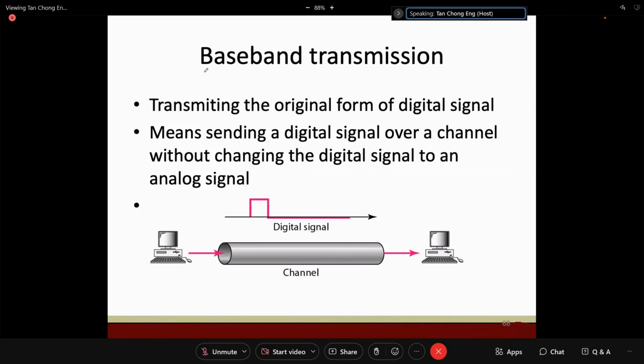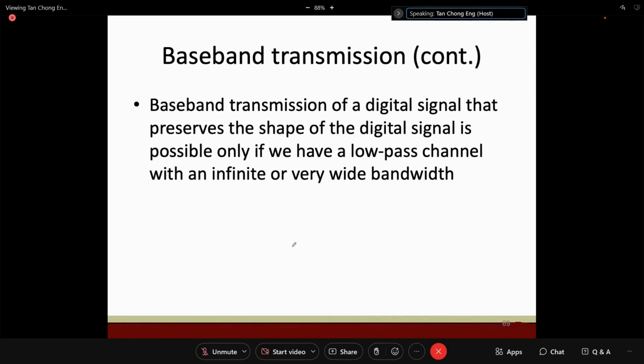Remember, baseband, you transmit using digital signal into the channel. And it's for short distance. Always remember, for short distance.